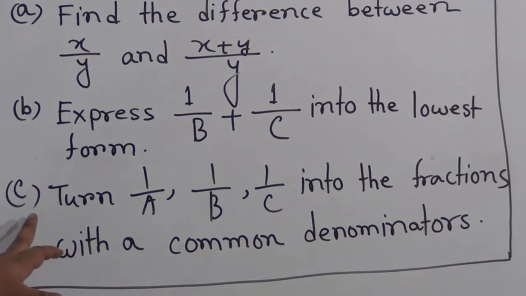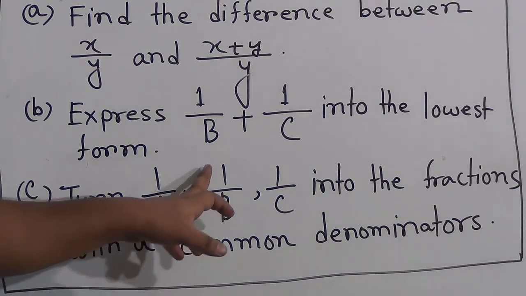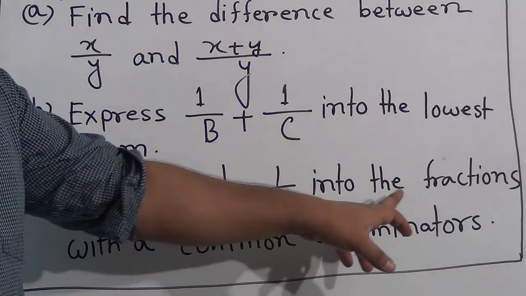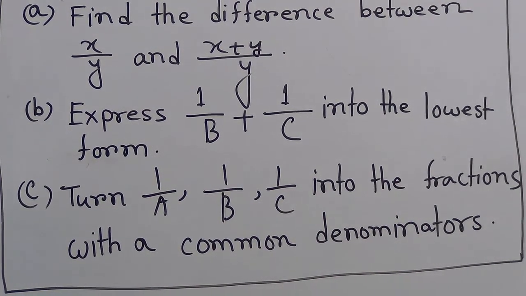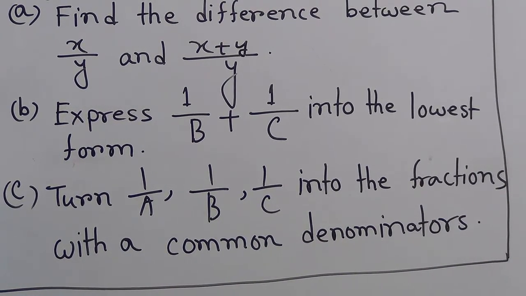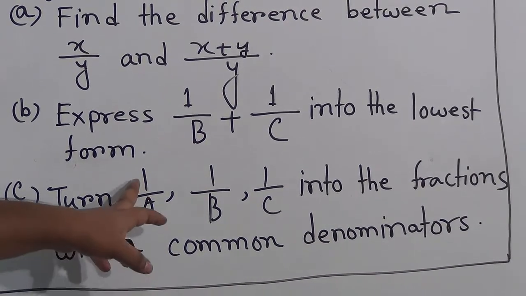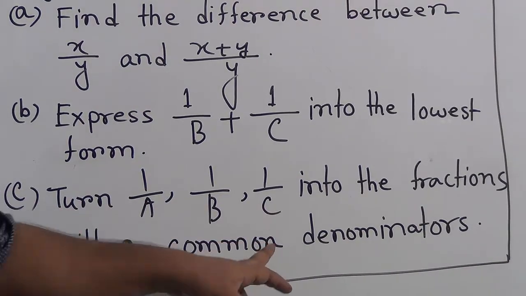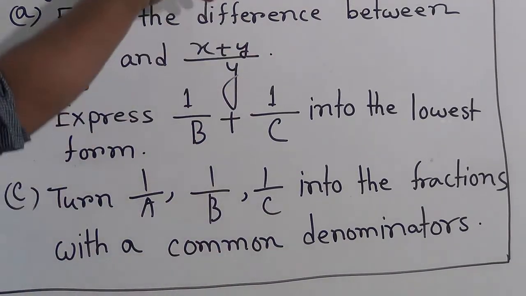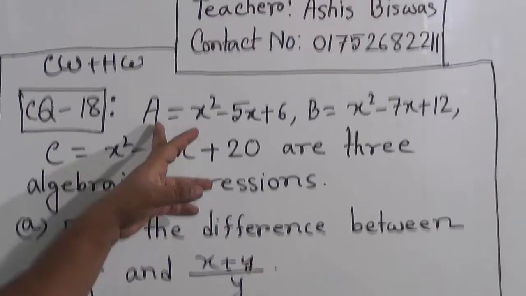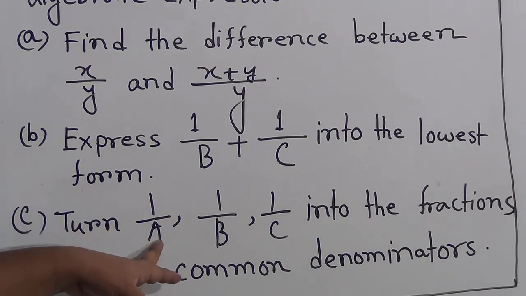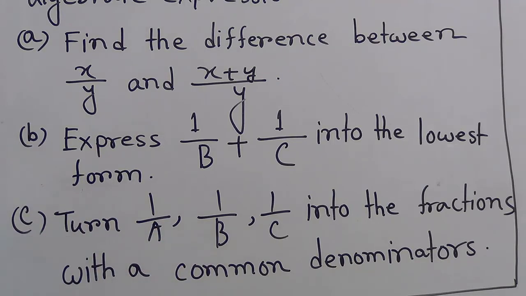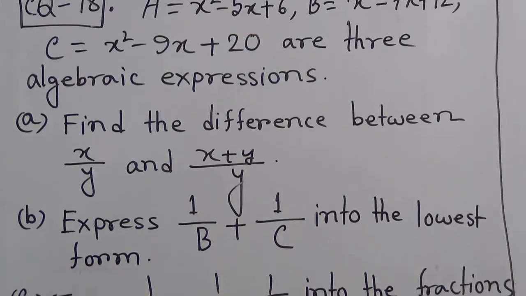Okay. Number C, turn 1 by A, 1 by B, 1 by C into fractions with a common denominator. It is so easy because we have already learned this in class 6, 7. My dear students, here 1 by A, 1 by B, 1 by C, and the values of A, B and C are given. By using these values, we write these fractions. After that we convert these fractions with a common denominator. So let us solve our first question.